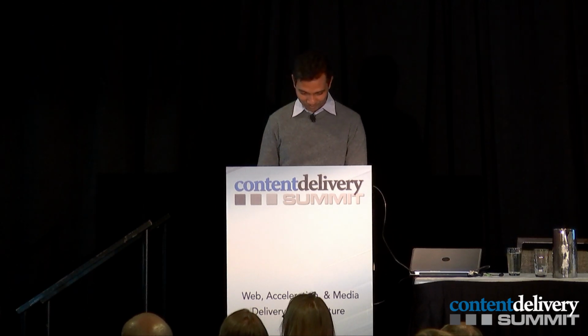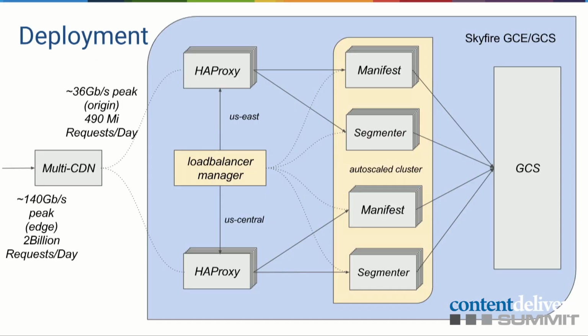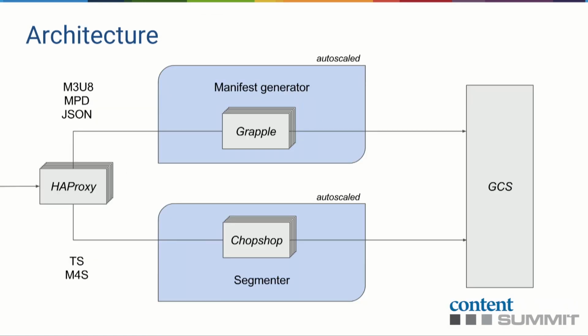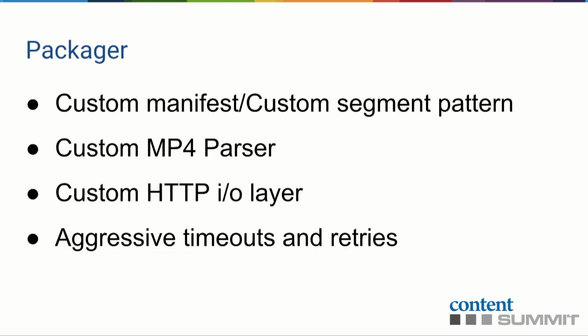So going back to it, we have talked about the auto-scaled instances, how we manage them, and that we built a packager. One of the core things, if we go back to the slide, we talked about the manifest being MPD, which is the DASH manifest, M3U8 for HLS, and JSON for the other. So we came up with our own custom manifest format, which is JSON, because we built our own packager, we could do that.